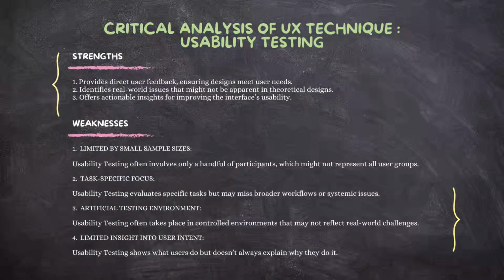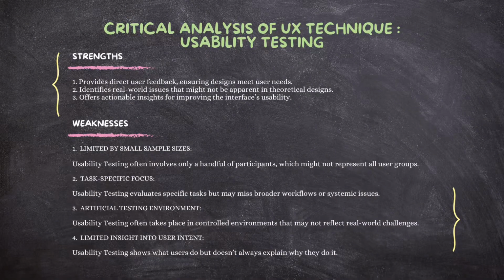First, small sample sizes. Usability testing often involves only a limited number of participants, which might not represent all user groups. Second, task-specific focus. It evaluates specific tasks but may overlook broader workflows or systemic issues. Third, artificial testing environment. Testing is typically conducted in control setting, which don't always reflect real-world conditions. Last but not least, limited insight into user intent. While it shows what users do, it doesn't always explain why they take certain actions.